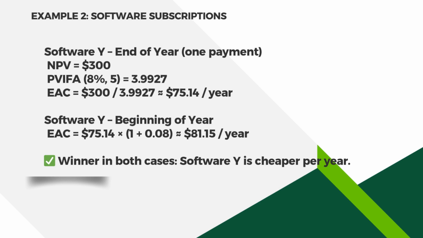Winner in both cases, Software Y is cheaper per year. Pros and cons of EAC. Pros: compares options with different lifespans, makes costs easier to understand, useful for budgeting. Cons: doesn't consider revenue or benefits, assumes constant interest rate, works best when comparing similar products or services.